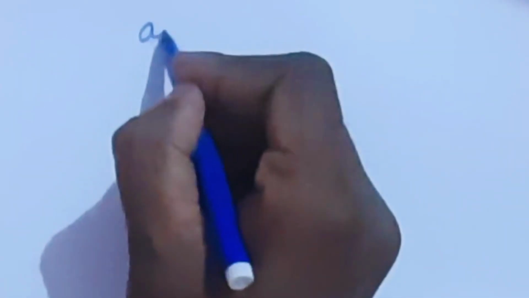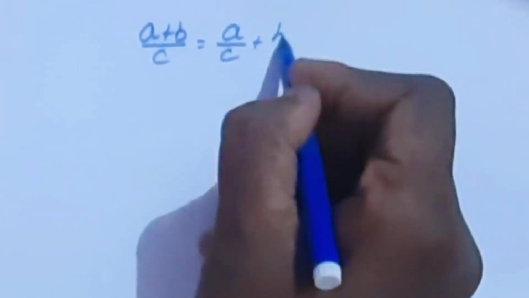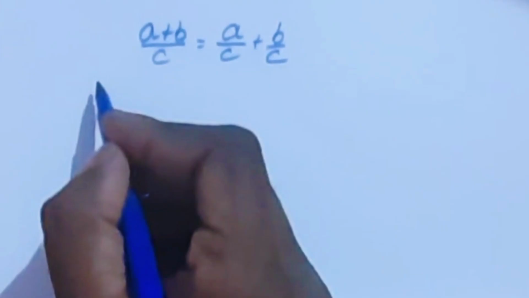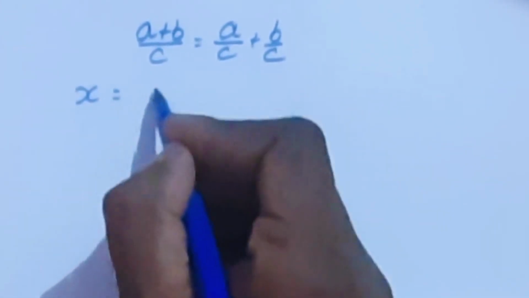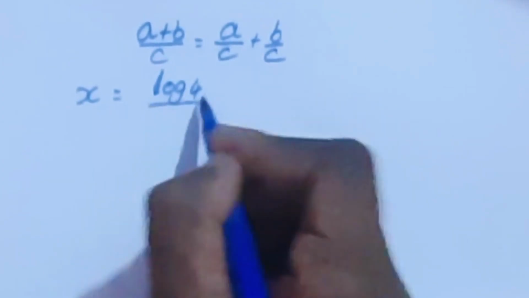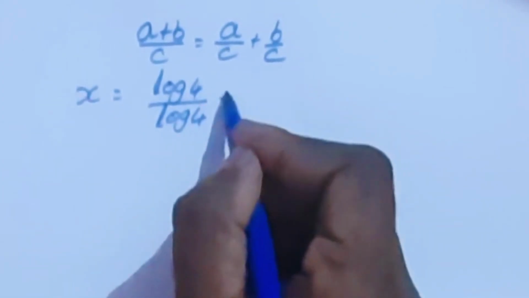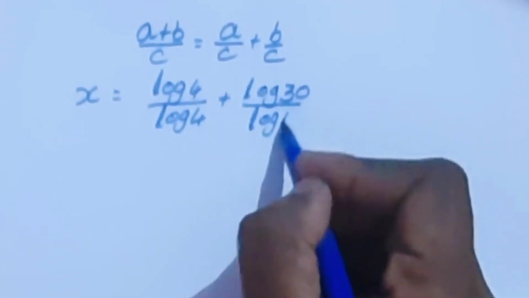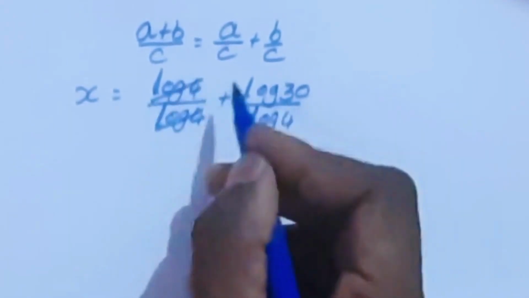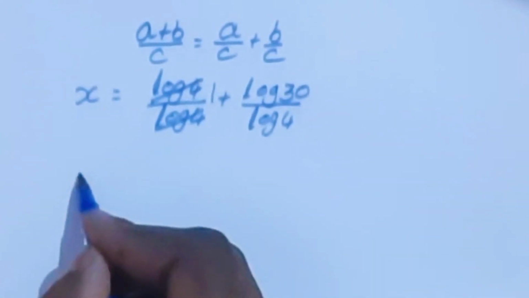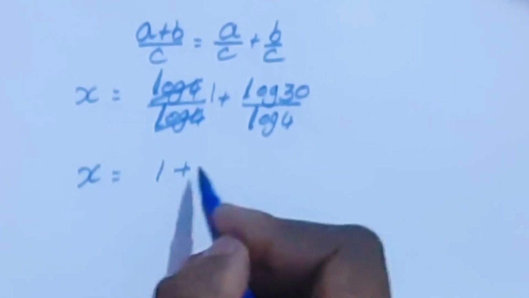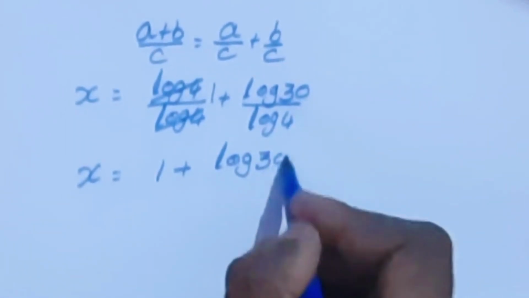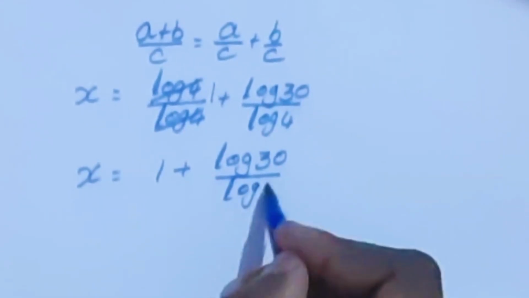Now this can be written as per this, a plus b by c equal to a by c plus b by c. This we are going to apply here. So x equal to log 4 by log 4 plus log 30 by log 4. Now this log 4 cancels this. Here we have 1. Now x equal to 1 plus log 30 by log 4.